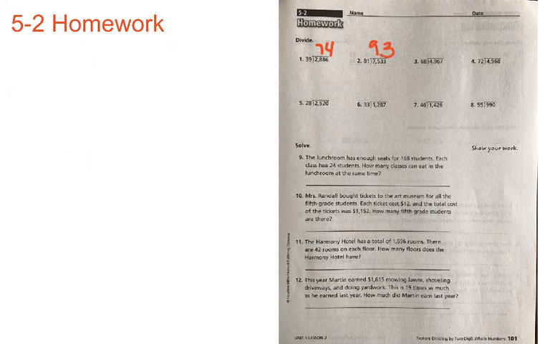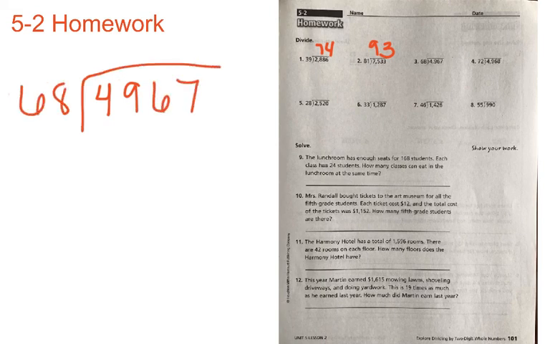In number 3, we have the number 4,967, and we're dividing that by the number 68. Now remember, 68 is pretty close to 70 when you're estimating. 68 cannot go into 4 because 4 is smaller, and 68 cannot go into 49 because 49 is less than 68 as well. So we have to ask ourselves, how many times can 68 go into 496? 68 is pretty close to 70.